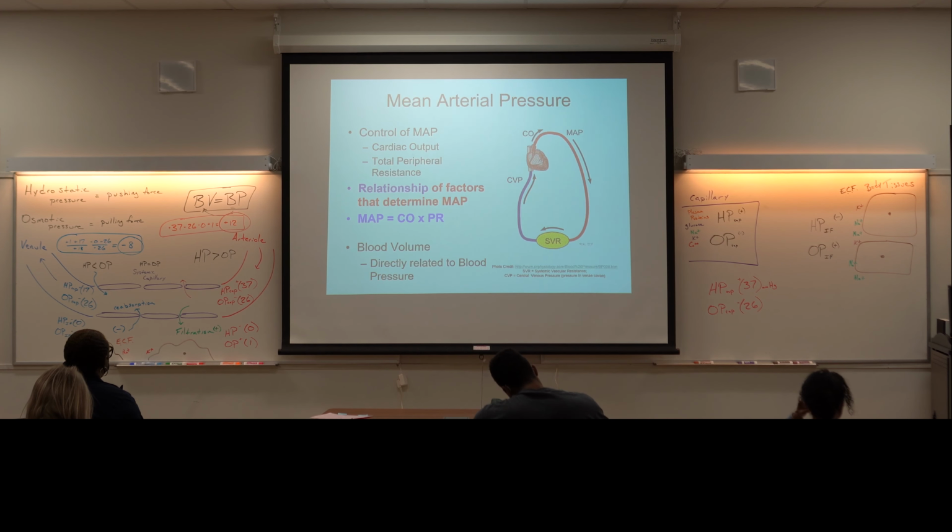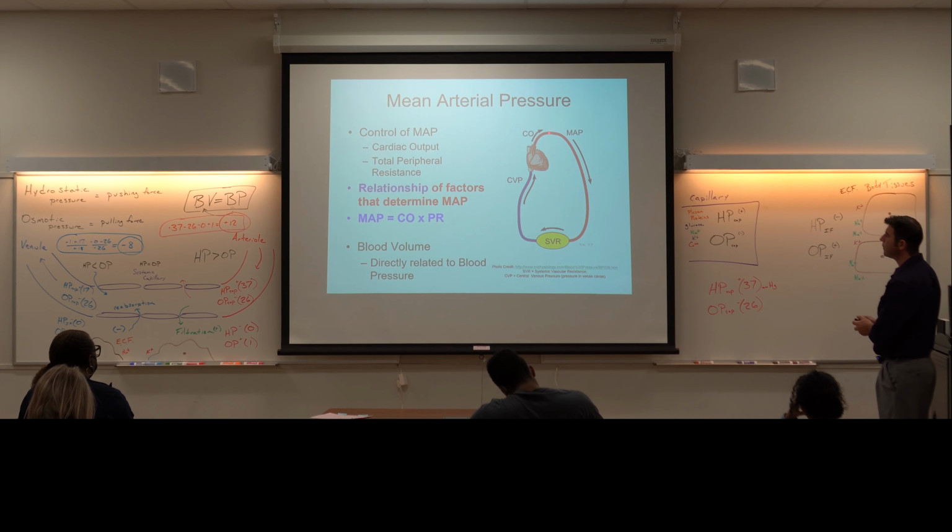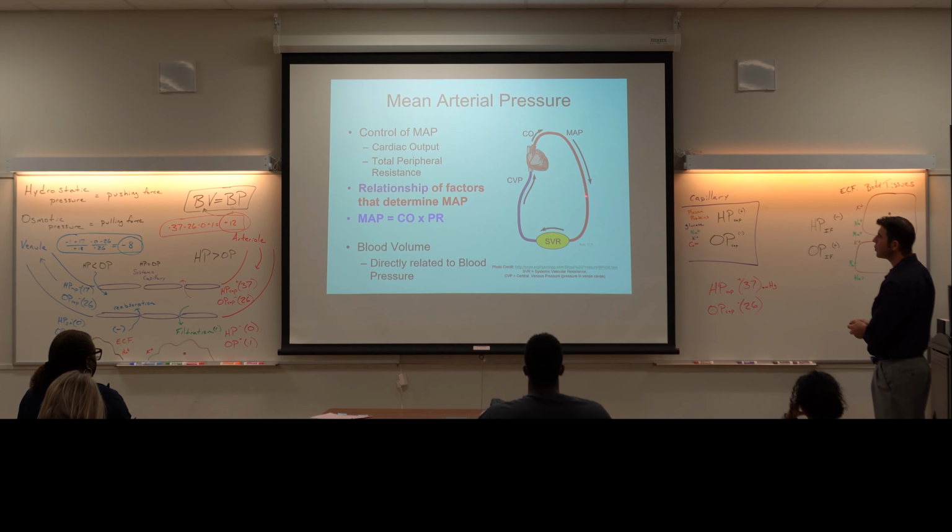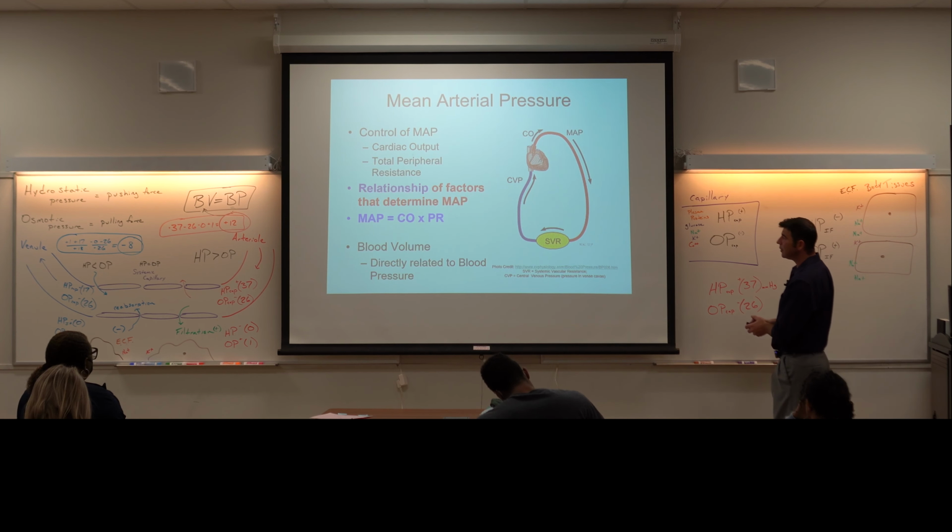What do we have here? We have some terms that refer to blood flow around the body. This mean arterial pressure just refers to the mean pressure that the arteries, the blood vessels, feel as blood moves through them. Mean arterial pressure is affected by two things.